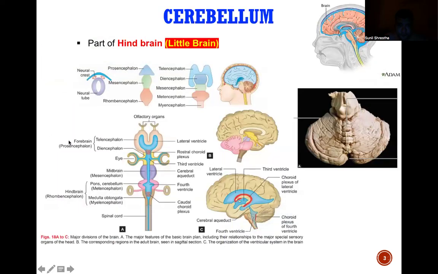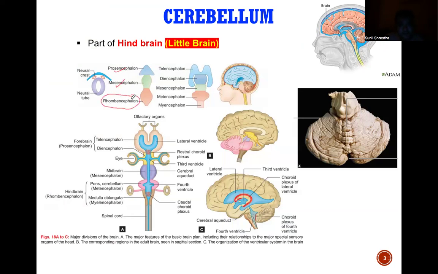The cerebellum is also called the little brain. It develops from the neural tube, so it is a part of the neural tube. The neural tube gets divided into three parts: the forebrain, midbrain, and hindbrain. The forebrain is also called prosencephalon, the midbrain is also called mesencephalon, and the hindbrain is also called rhombencephalon.